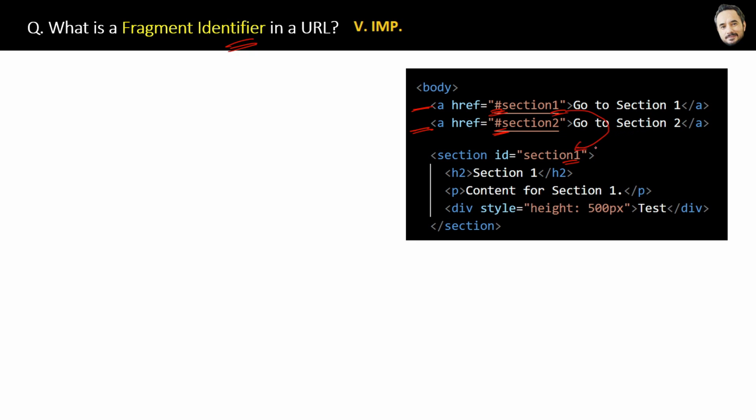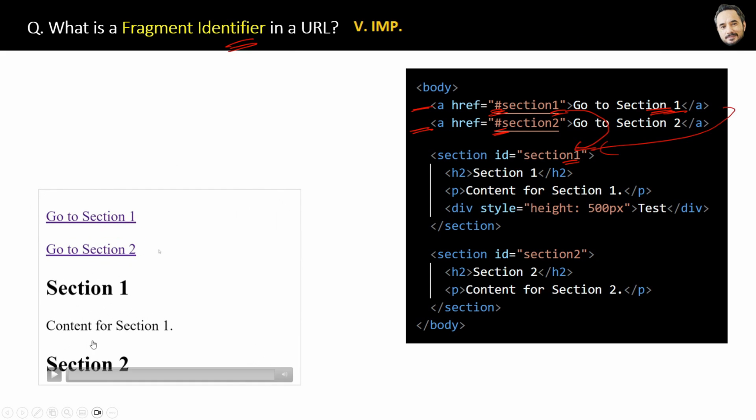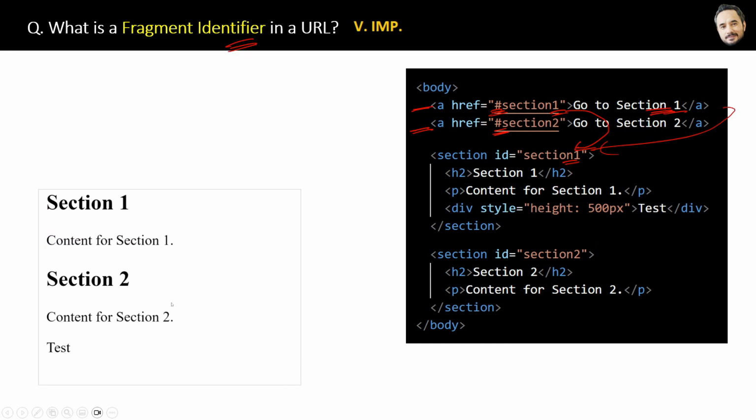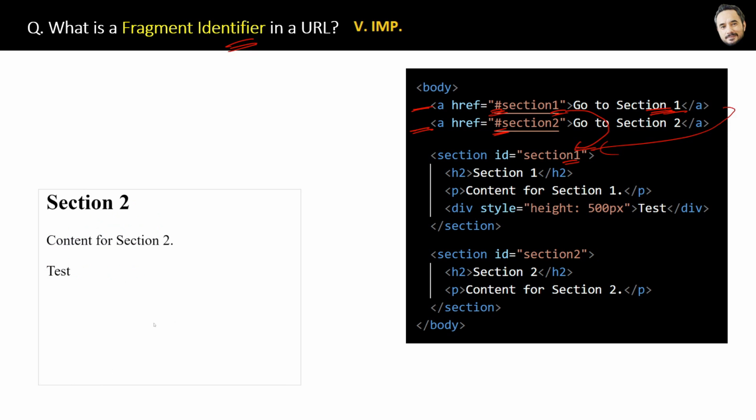And if you click on this go to section 1 link, then the page will be scrolled or navigated to that section. Okay, let me show you the video here. So when I clicked go to section 1 link, the page moved to section 1 position, and when I click on go to section 2 link, the page moved to section 2 position.